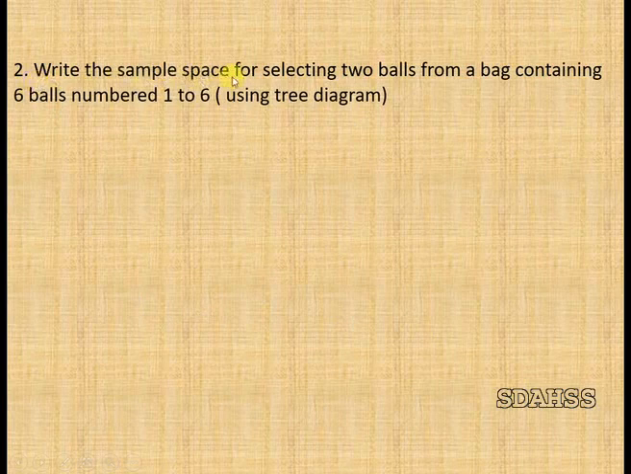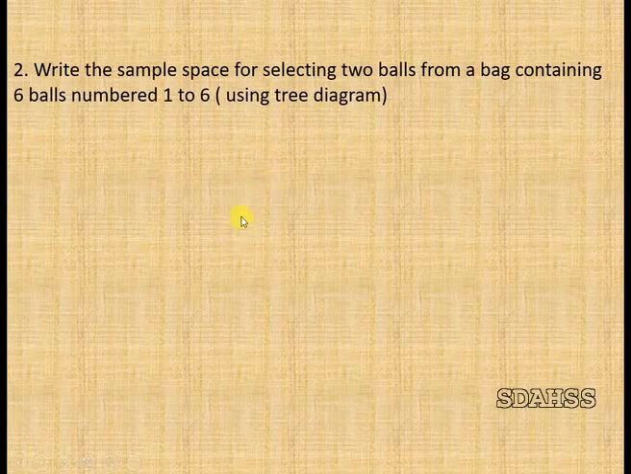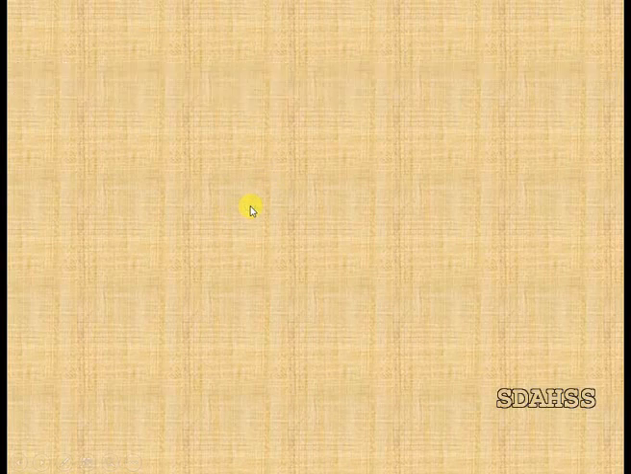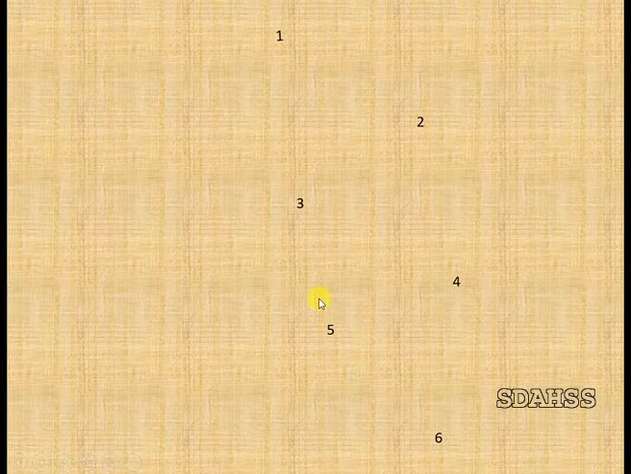Second sum. Write the sample space for selecting 2 balls from a bag containing 6 balls numbered 1 to 6 using a tree diagram. Consider 6 balls. The balls are numbered as 1, 2, 3, 4, 5, 6.